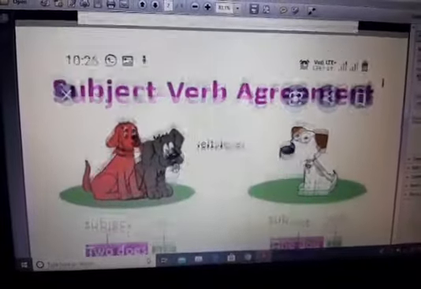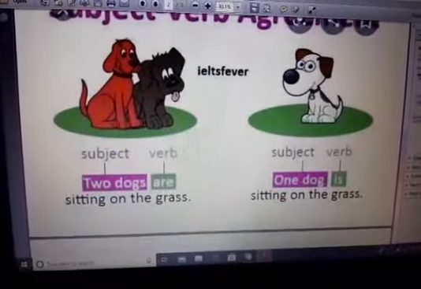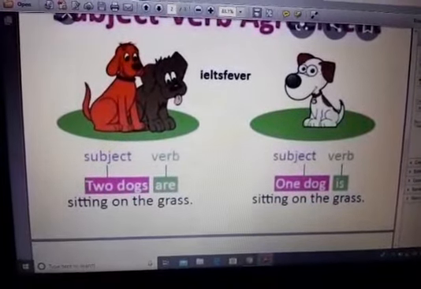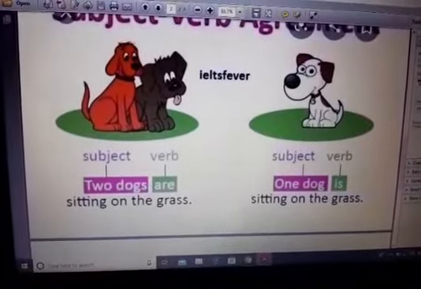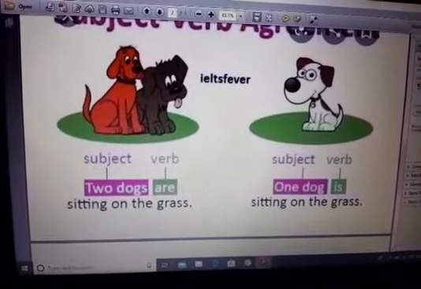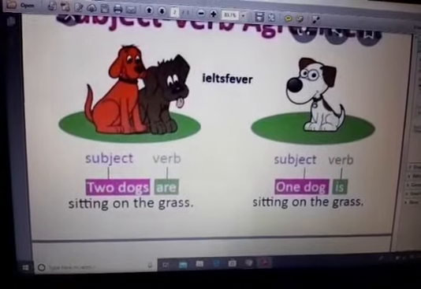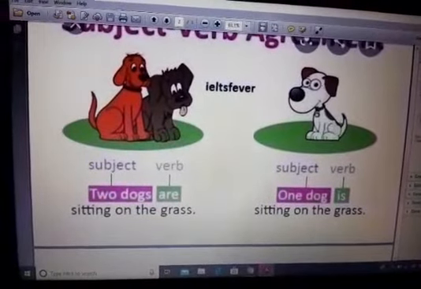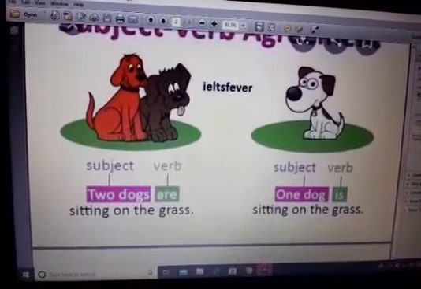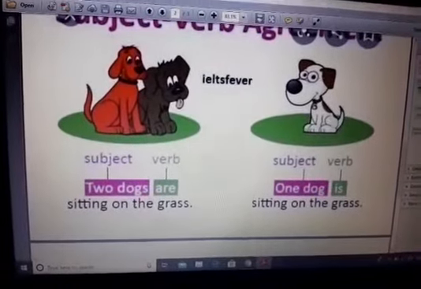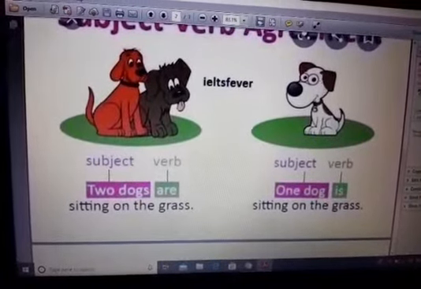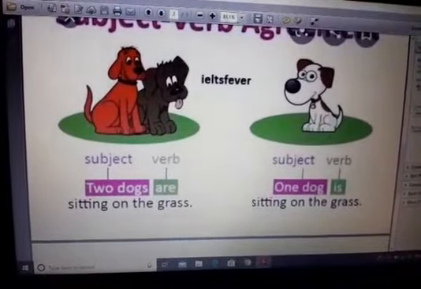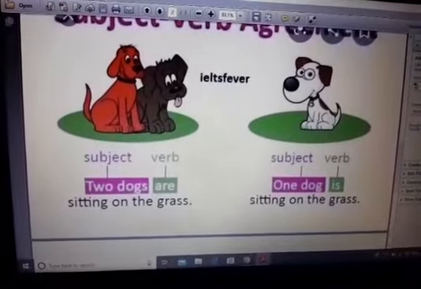Let's have some more examples. One picture here, the first picture here is, you can see 2 dogs are sitting on the grass. 2 dogs covered in a pink box is the subject here, and being a plural subject, it is taking the plural verb like are. 2 dogs are sitting on the grass. But here in the next picture, 1 dog is the subject. Being a singular subject, it is taking the singular verb here like is. 1 dog is sitting on the grass.